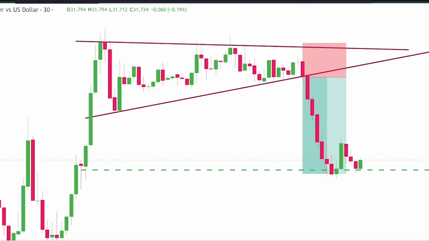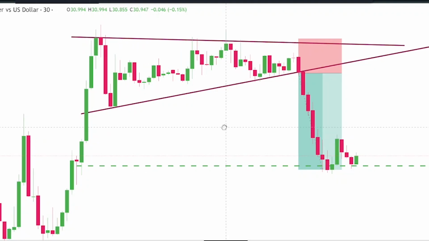This is for day traders or scalpers. Make sure that you take a sell quickly and then you close. This is our first example.